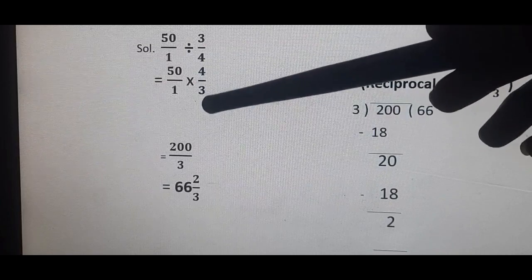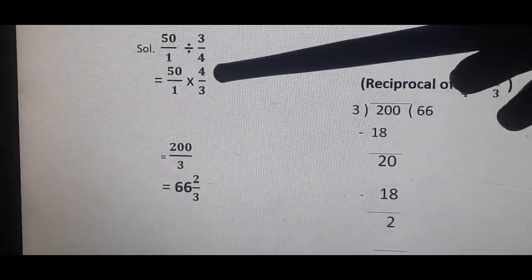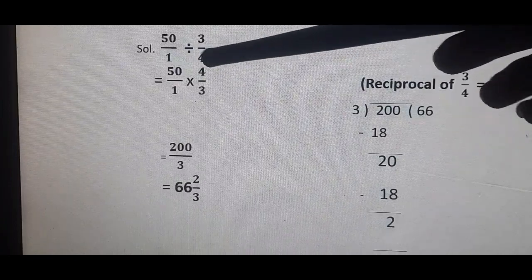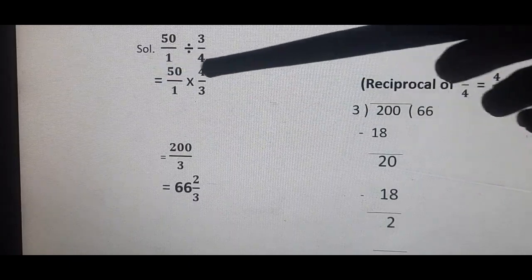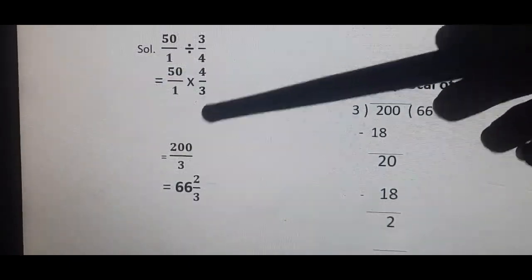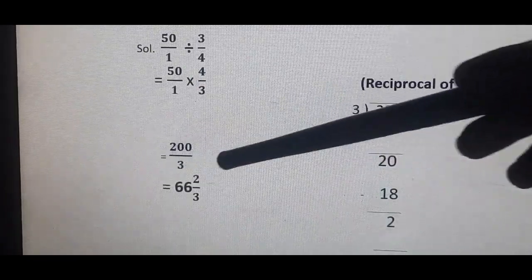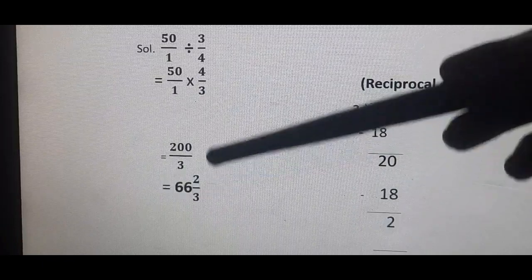Now again, the denominator is 3 and there is no multiple of 3 in the numerator. So we will multiply 50 with 4 directly. 50 4s are 200. As 5 4s are 20, put 0 to the right of the product. 200, 1 3s are 3. 200 upon 3. Now 200 upon 3 is an improper fraction.